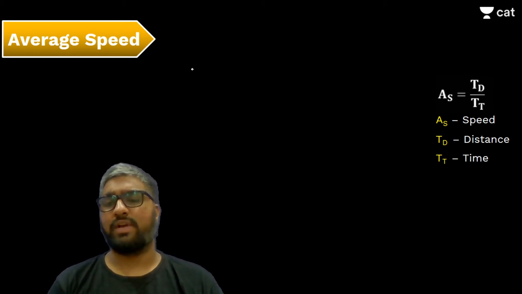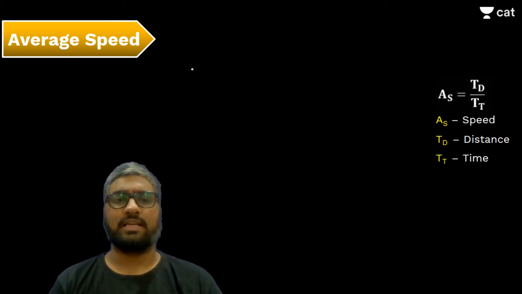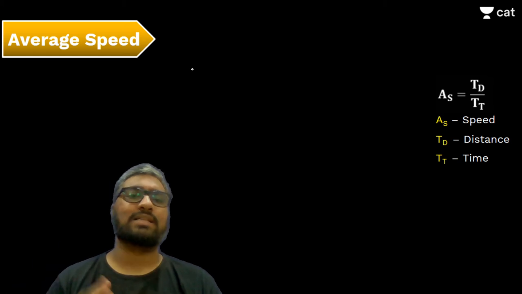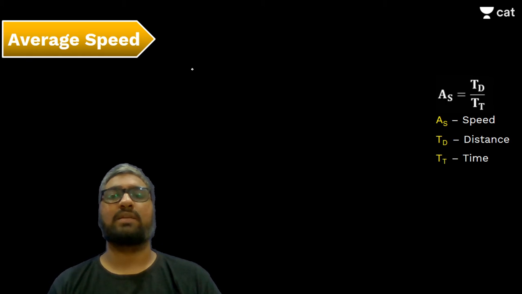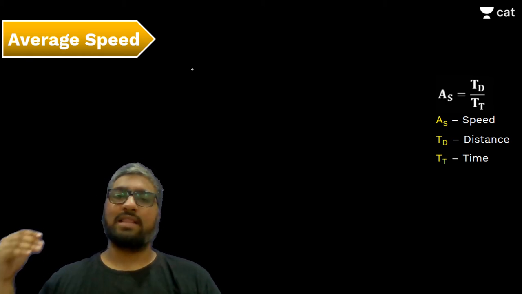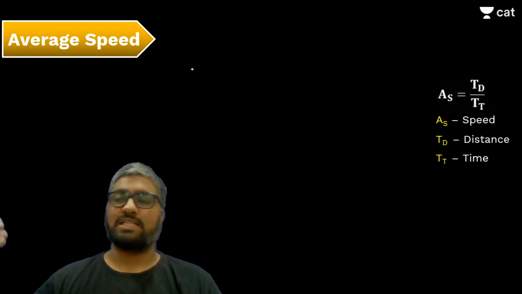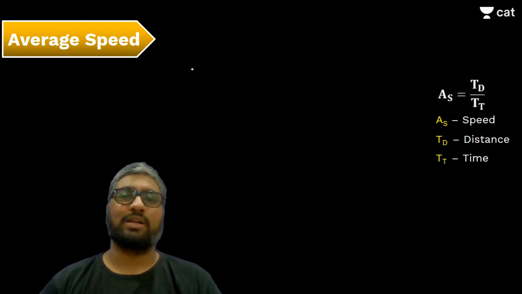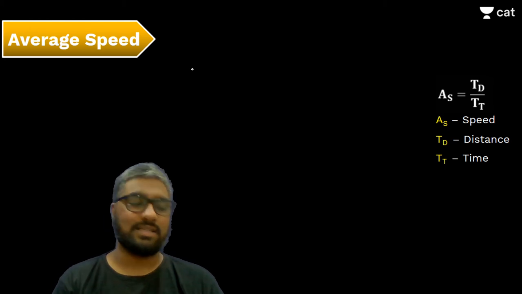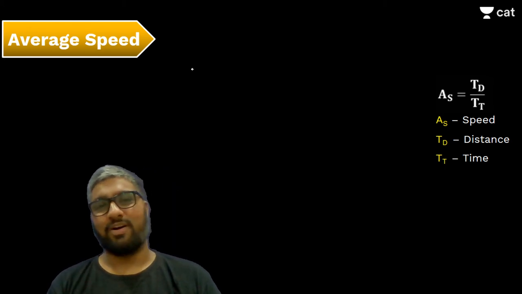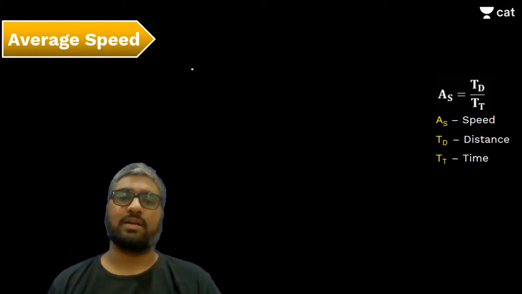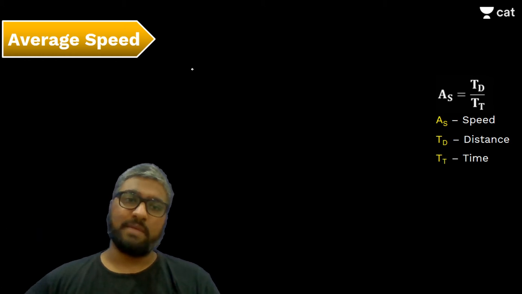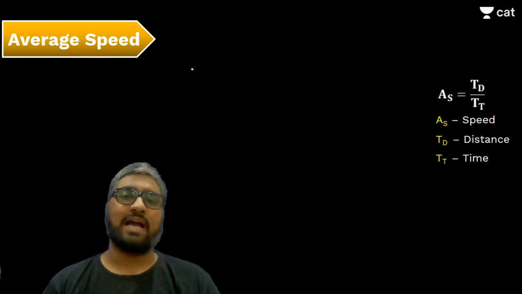If I say a car travels at 60 kilometers per hour for 3 hours, does it mean throughout those 3 hours the car speed was 60 kilometers per hour? Does it mean the moment the car started, the speed was 60, even when there were stops, signals, speed breakers, old people crossing the road in between, my speed was still a constant 60? Of course not. Why? Because that is not the speed of every moment. Instead, it's the average speed of the entire journey.